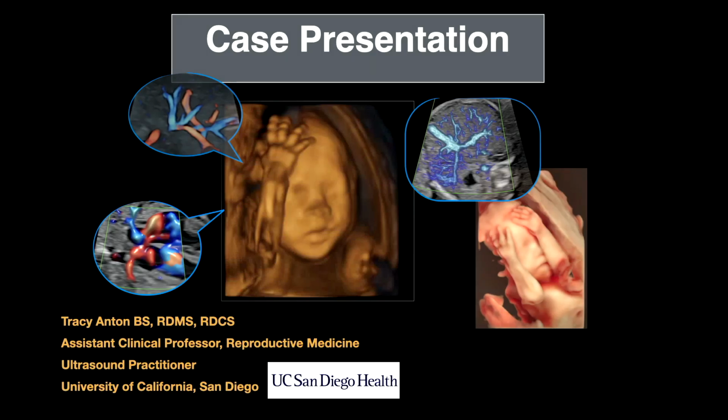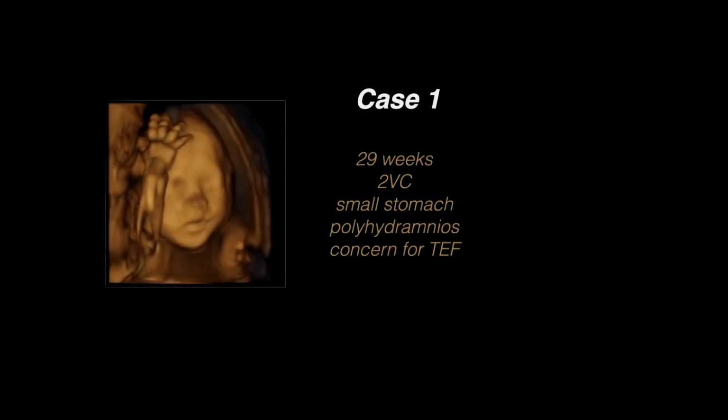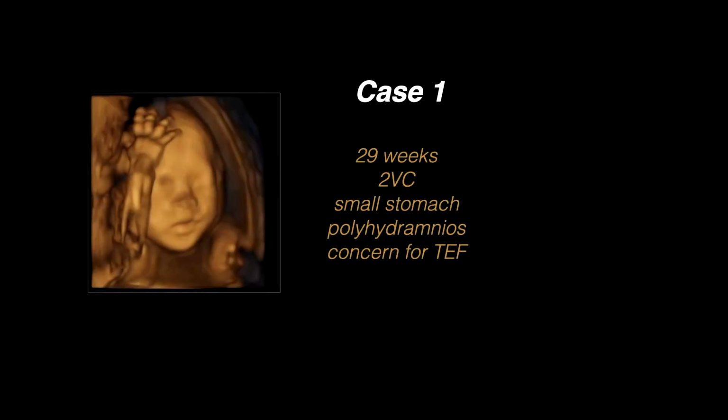So I'm going to just go through a couple quick cases to get us wrapped up, nothing too complicated. So this is a patient that came in for a fetal echo with us. She came in at 29 weeks, referred for echo for a 2-vessel cord, small stomach, and polyhydramnios. So there was concern that there was a tracheoesophageal fistula. They had already cleared the heart, but they thought it'd be reasonable to take a closer look with fetal echo.